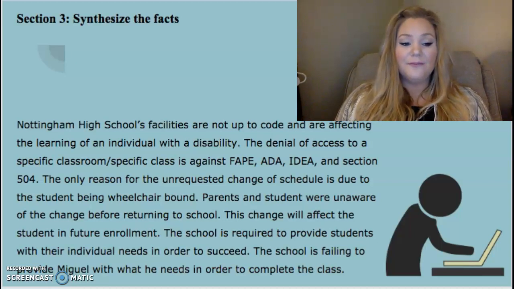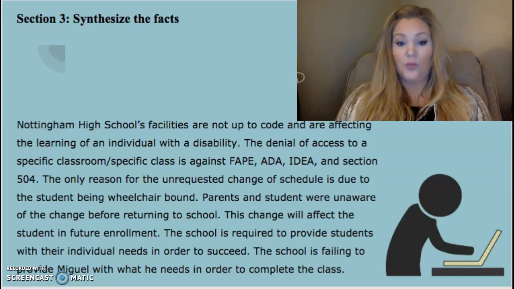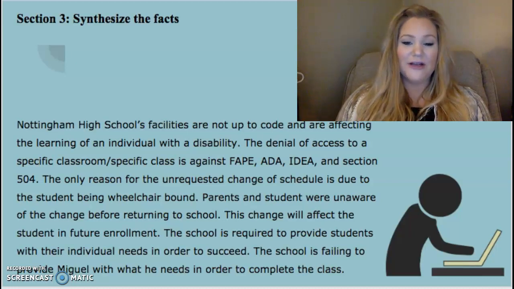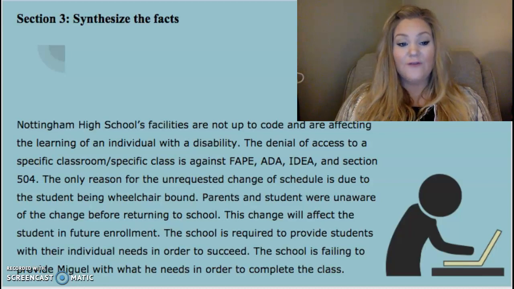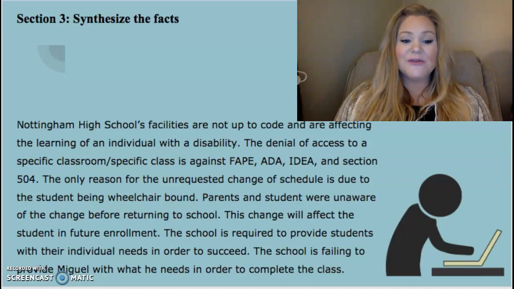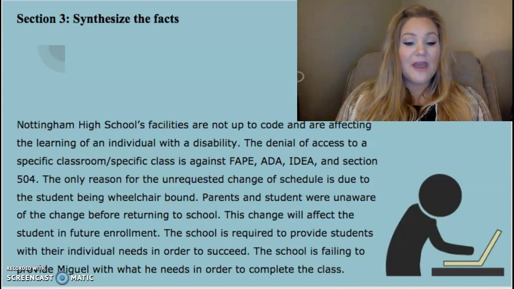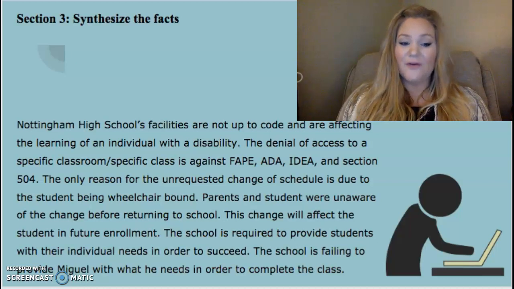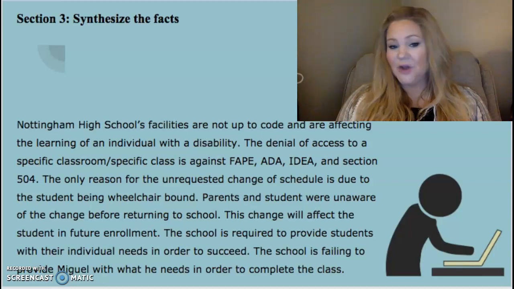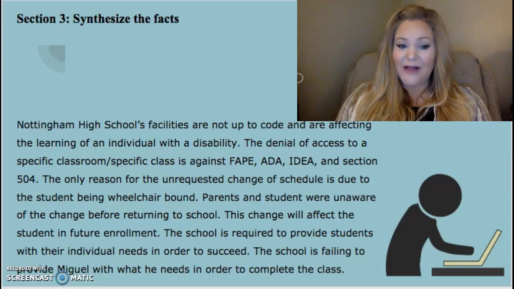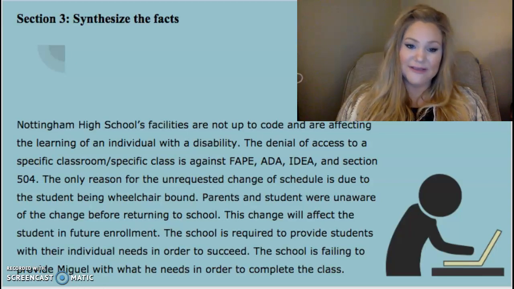So I summarized the situation, and then we're going to kind of talk about the facts. Nottingham High School's facilities are not up to code and are affecting the learning of an individual with a disability. The denial of access to a specific classroom or a specific class is against FAPE, ADA, IDEA, and Section 504. The only reason for the unrequested change of schedule is due to the student being wheelchair bound. That is the only reason he's being pulled from that class, no other reason except for his disability.